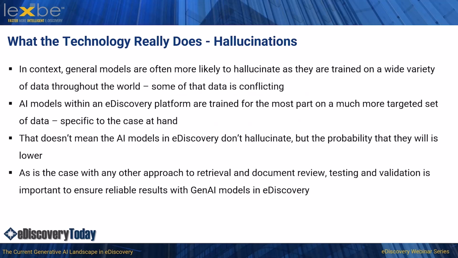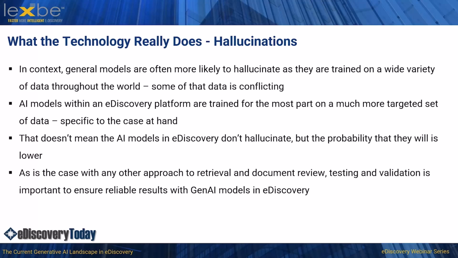But it's important to note that general models are often more likely to hallucinate as they are trained on a wide variety of data throughout the world. And of course, some of that data is conflicting. On the flip side, typically AI models within an eDiscovery platform are trained on a much more targeted set of data, which is specific to the case at hand. So as a result, AI models applied to eDiscovery use cases may hallucinate less because the training is more targeted. But of course, having said that, they can still hallucinate.